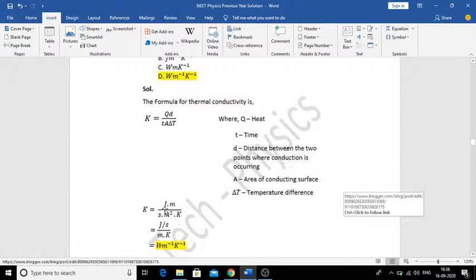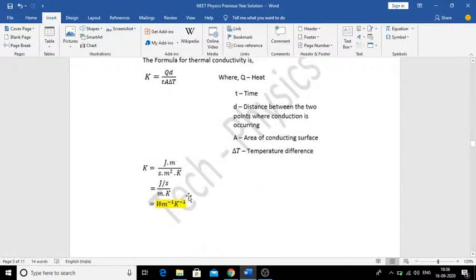The unit for Q will be joule, the unit for D will be meters, the unit for time will be seconds, and the unit of area will be meter square. And we already know that the unit for temperature will be Kelvin, which is our thermodynamic temperature. Now solving this and rearranging, we will get joule per second divided by meter into Kelvin. Why have I put this joule per second? Because I know that joule per second is nothing but watt.